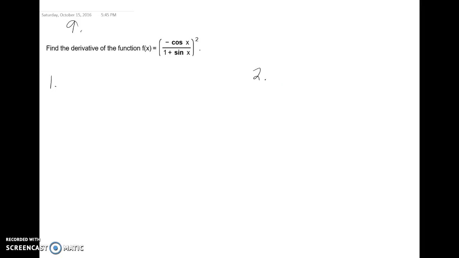So the first way is to use the chain rule. And using the chain rule, so here's our original function: negative cosine of x over 1 plus sine of x, squared. So for the chain rule, we'd bring the 2 down, and then we would leave what's in here alone.